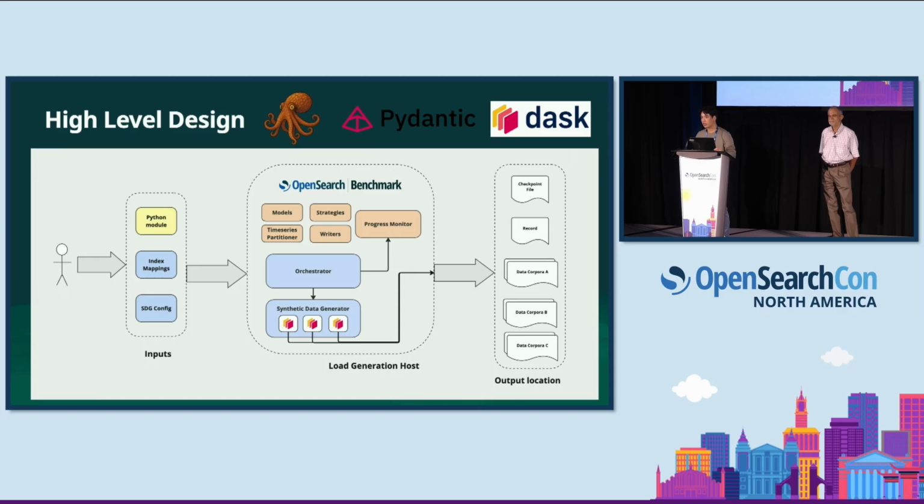On a high level, this is how we designed the synthetic data generator in OpenSearch Benchmark. Users can provide a Python module or an index mapping and an optional config. We'll go more into these later. But OpenSearch Benchmark recognizes these inputs and it builds a blueprint based on what they are. It passes this to the synthetic data generator, which spawns a bunch of different Dask workers to generate these documents in parallel. So under the hood, the synthetic data generator is powered by Dask for parallel computation, Pydantic for schema validation, and Mimesis for speedy data generation.